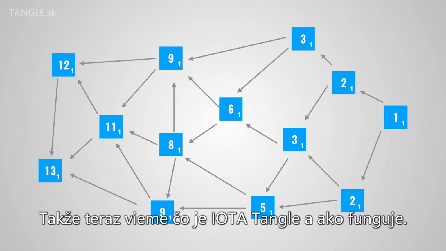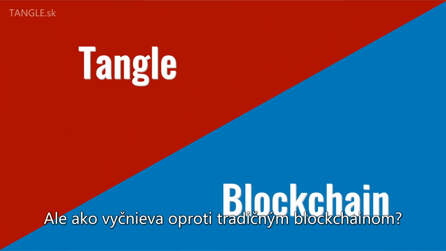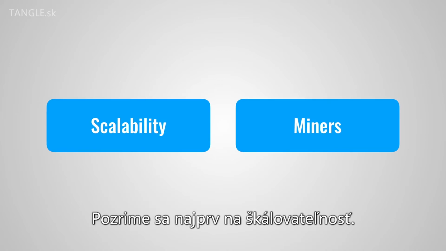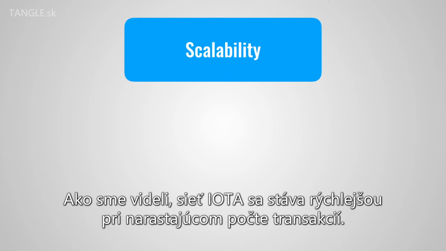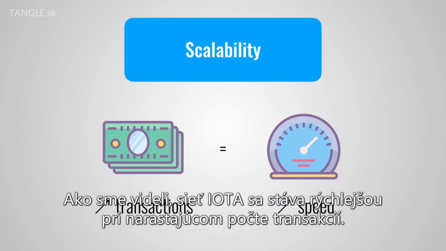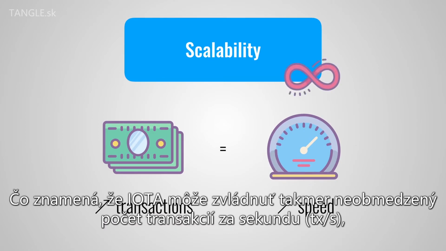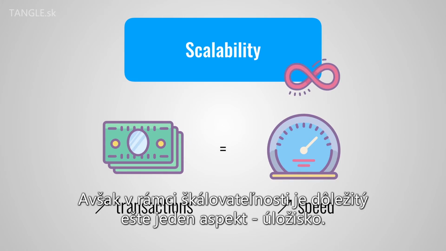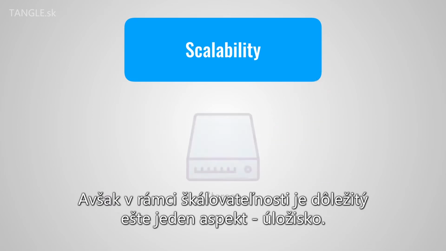So now you know what IOTA's tangle is and how it works, but how does it stack up against traditional blockchains? Well, the tangle solves two big issues: scalability and miners. Let's discuss scalability. As we've seen, IOTA's network becomes faster when more transactions happen. This means that IOTA can handle almost an unlimited amount of transactions per second, while traditional blockchains can only handle a few. But there is another aspect to scalability that most people seem to forget, and that is storage.